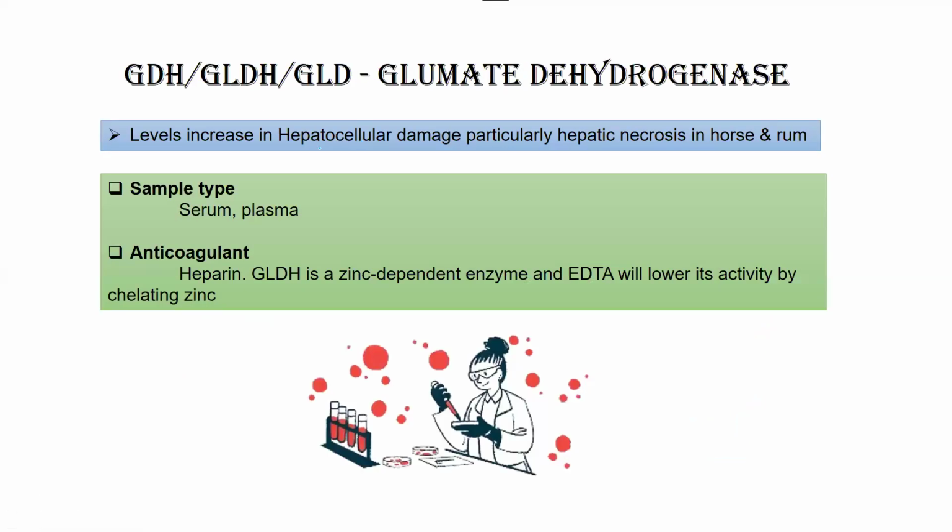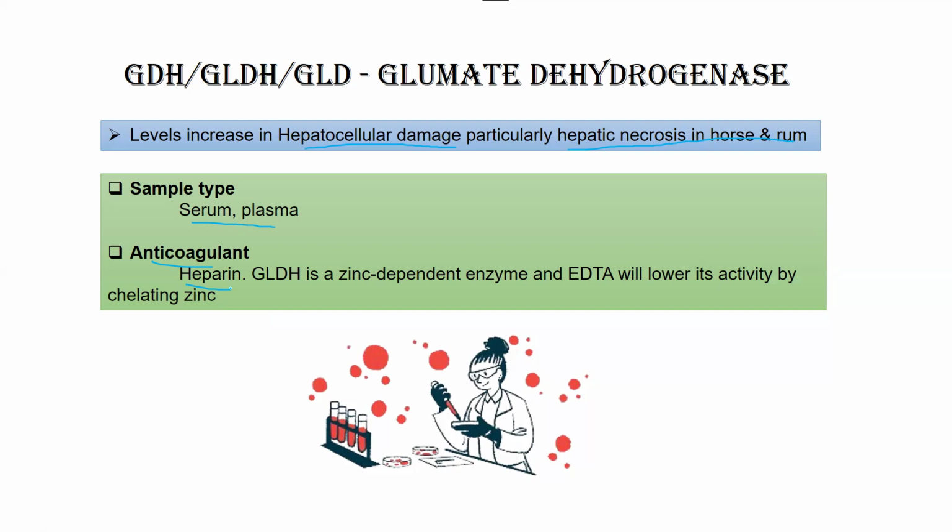Its levels increase in hepatocellular damage, particularly important in hepatic necrosis in horses and ruminants. The sample in which you can measure this is either serum or plasma. That makes a blood sample, and the anticoagulant you should be using is heparin, which means it should be a green top tube. Why can a green top tube be used in this case?